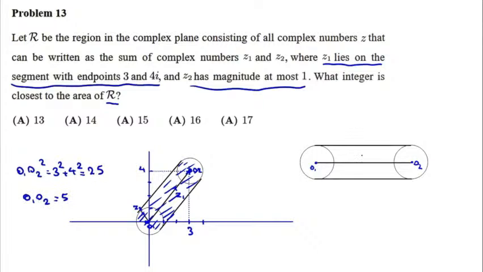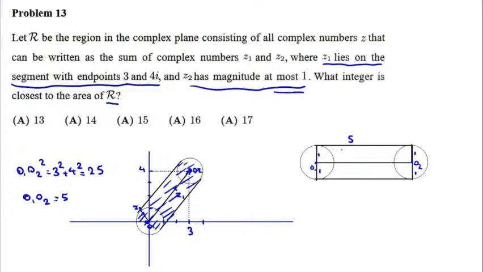Now here, O1O2 is 5, and let me write it here. Why is it equal to O1O2? Because O1 is perpendicular to this common tangent. And then the radius is what? The radius of this circle is 1. So it is 1, 1, 1, 1.